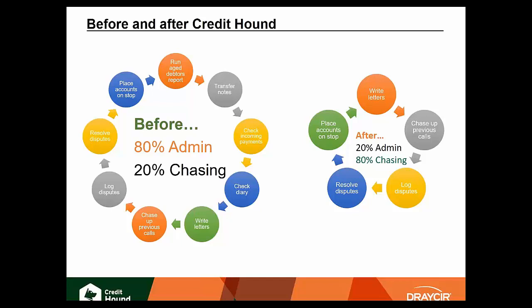They're having to check Dynamics GP in order to see if any payments have come in. They're probably writing manual diary reminders of when people are going to pay them, writing letters and emails, sending them out, logging disputes, all of these things that are very tedious admin tasks. So the idea behind Credit Hound is actually to automate the majority of this work, meaning that it will be 80% chasing and actually 20% admin.